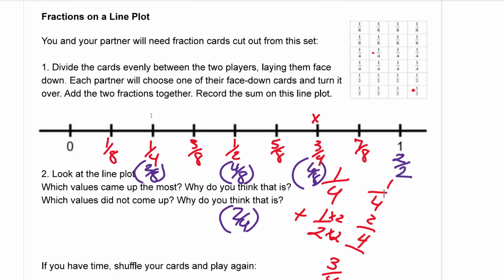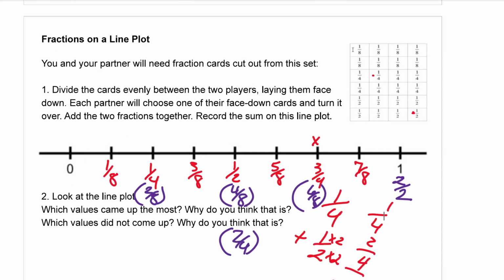Okay. 1/8, could they get 1/8? No, because they would have to draw at least 2 cards. Could you get 1/4? Sure you could, because you could have 1/8 plus 1/8. Could you get 3/8? I just want to be systematic and go through. Well, let's see. We could get 1/4, and I know that that's 2/8, and then you could get a 1/8 card, and that's 3/8. So yes, you could get 3/8. Could you get 1/2? If we had 1/4 plus 1/4, that would be 1/2, right? And that's why down here we have 2/4.